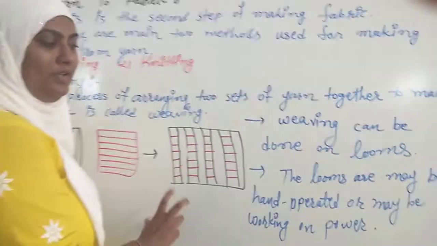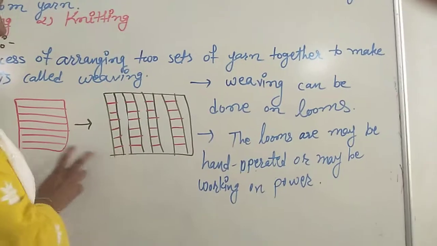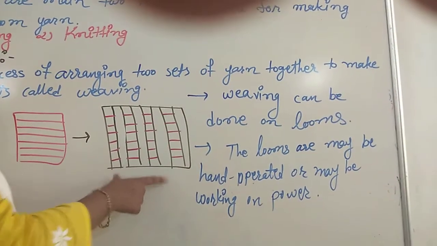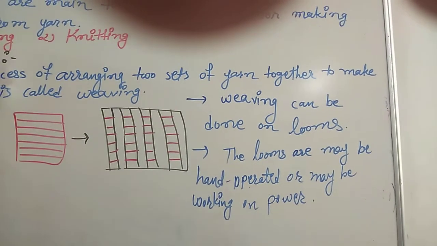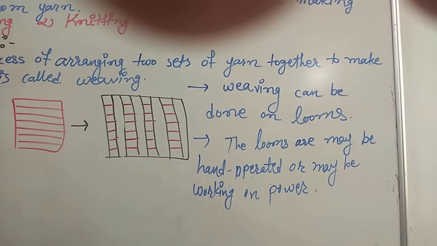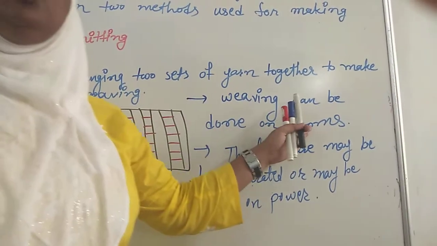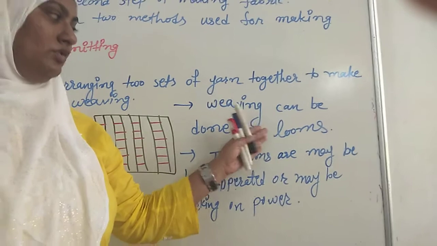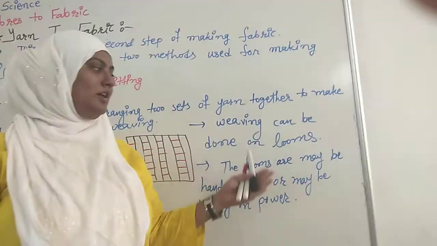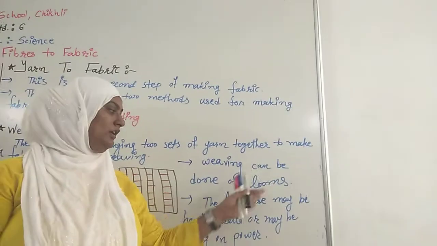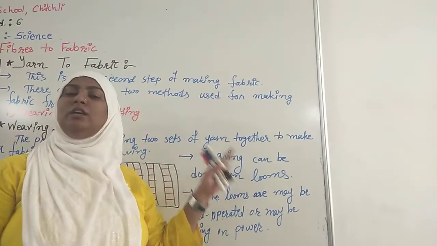That is also something you have done in your craft work. So this way we can do weaving of yarn in the same way. This weaving can be done on looms. So if you are asked which machine is used for weaving, you have to write that looms are used for weaving.